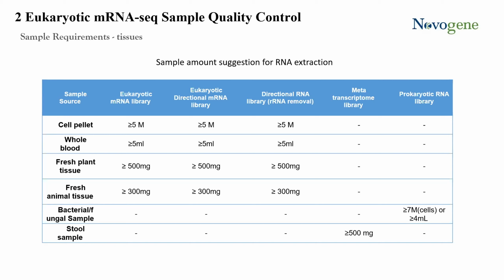If you are sending cells, we require at least 5 million cells. If it's whole blood, at least 5 ml for any library, whether it's a non-directional or directional library. If it's fresh plant or animal tissue, we need 500 milligram and 300 milligram respectively. So based on the sample source, our requirement varies. You can reach out to us and make sure all the sample requirements are right before you send the sample.